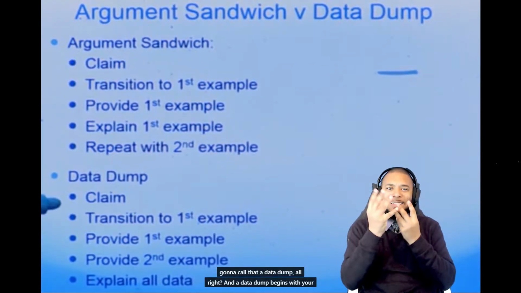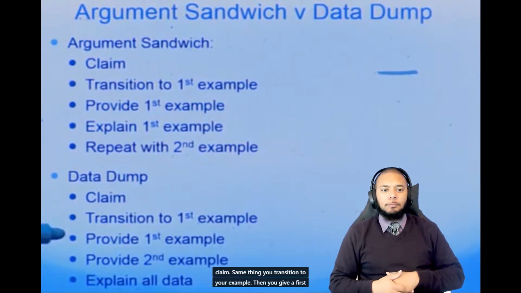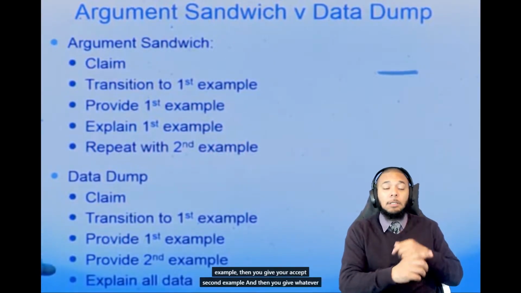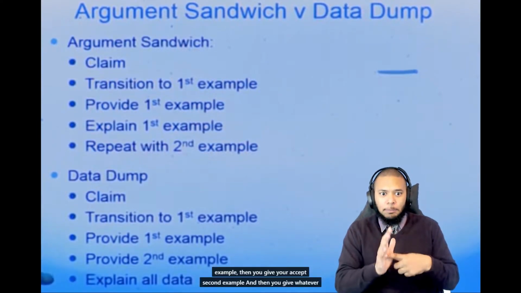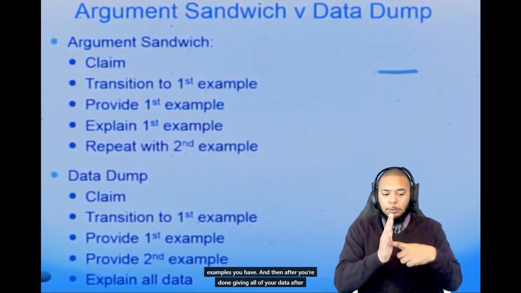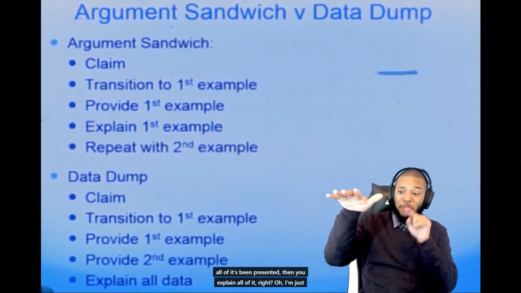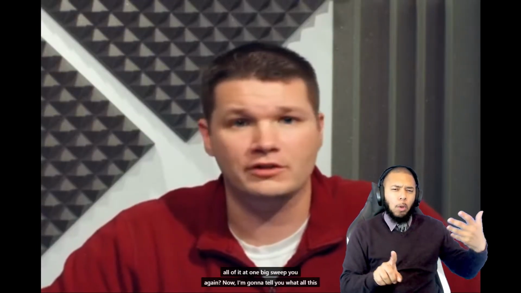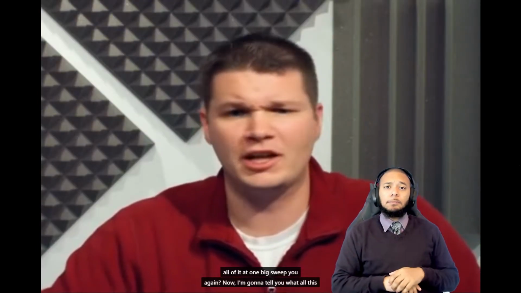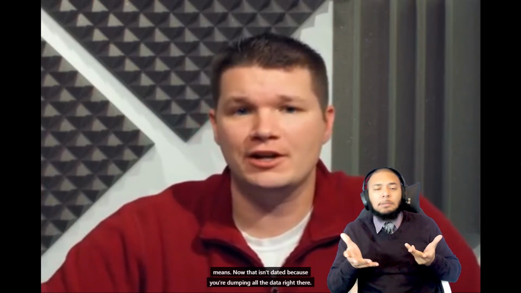And a data dump begins with your claim. Same thing, you transition to your example. Then you give a first example. Then you give your second example. And then you give whatever examples you have. And then after you're done giving all of your data, after all of it's been presented, then you explain all of it, right? Just all of it. In one big swoop, you're like, and now I'm going to tell you what all this means. That is a data dump because you're dumping all the data right there.